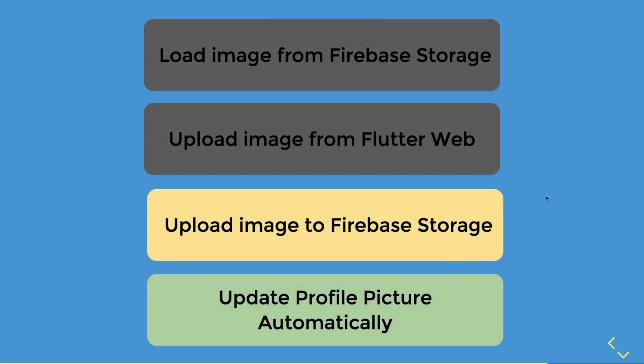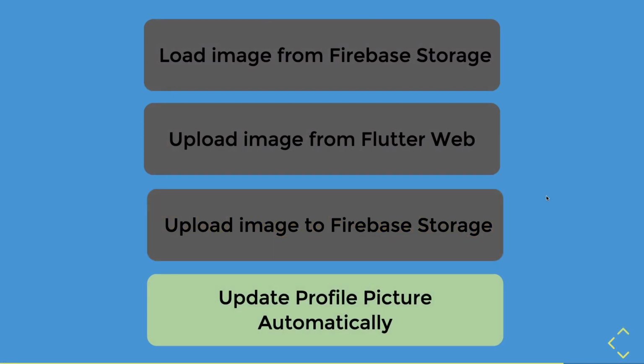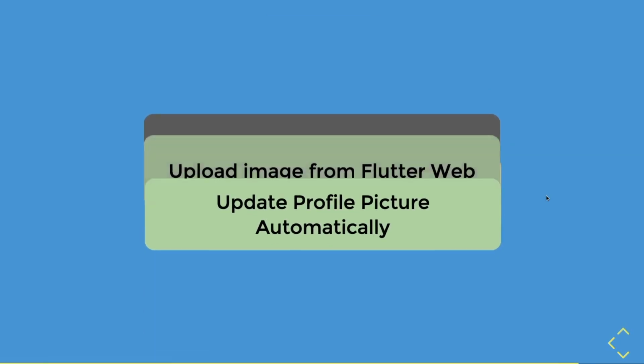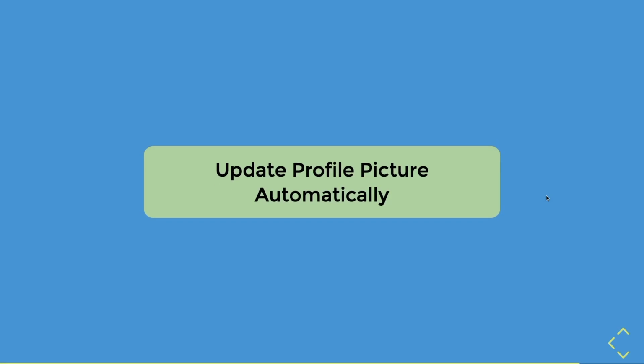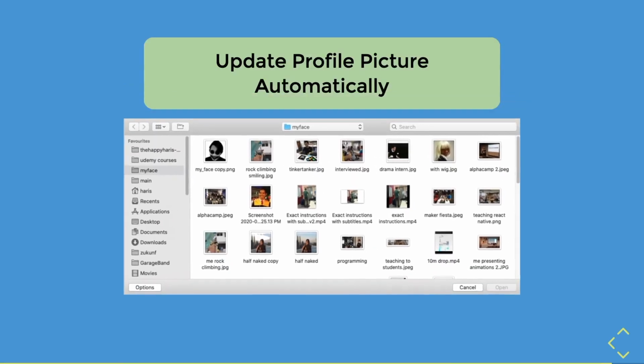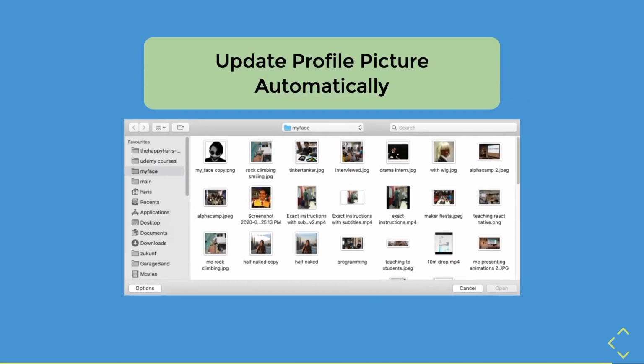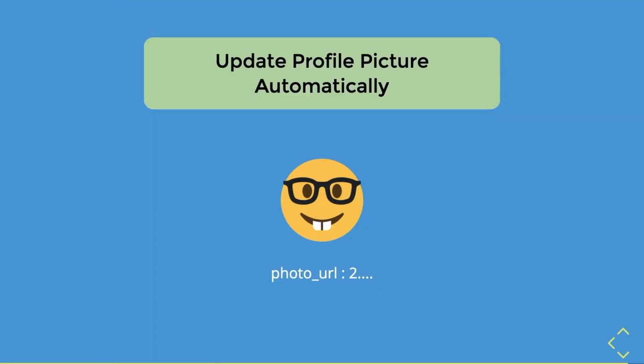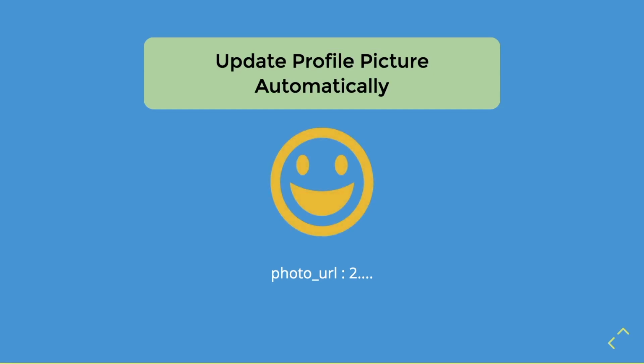Alright, now that we are done with uploading the image to the Firebase Storage, we are now left with updating the profile picture automatically. So to do that, we need to update a user property that we have. Can you guess what it is? If you remember, it is the photo URL. So this is just an example of an image that we uploaded with the URL 1. Once we have selected an image, we can update the photo URL from 1 to 2 using the Firestore. Then with the new photo URL, this will change from this image to the updated image.